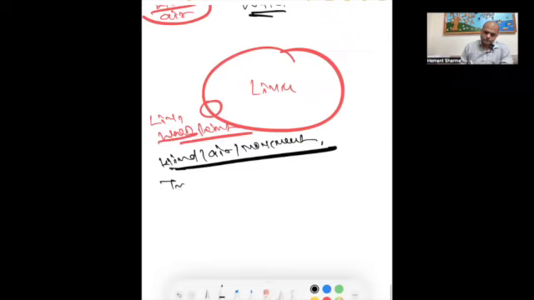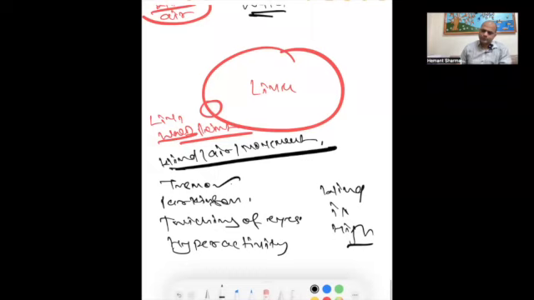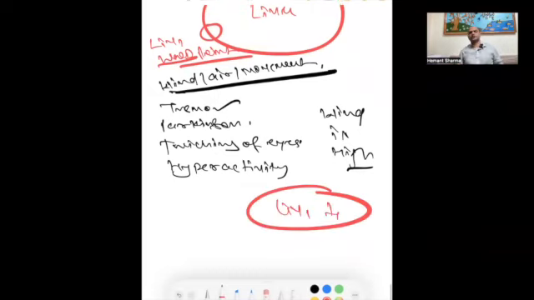So tremors, Parkinson's, twitching of the eyes, hyperactivity means wind is high. Then what to do? Need to reduce the wind. Then we are going to do liver one sedation. This is the treatment. So we will be reducing wind. How will we sedate? That we'll see.